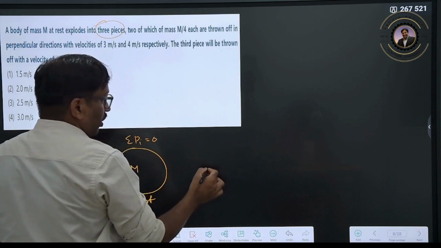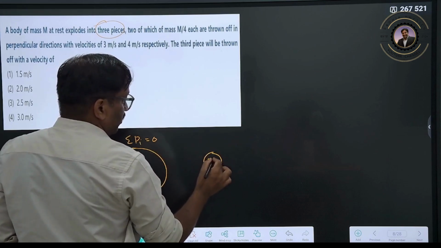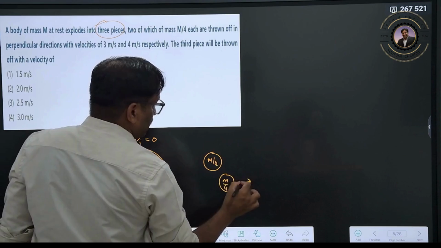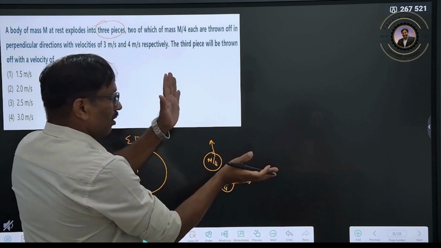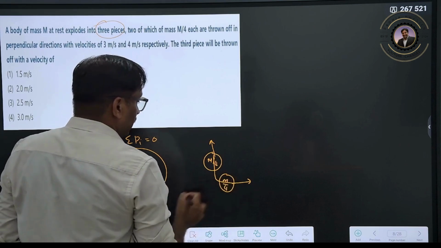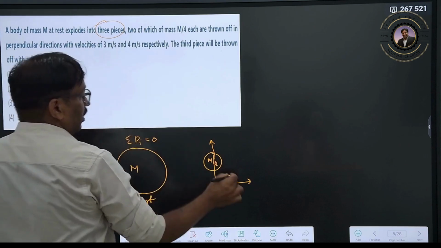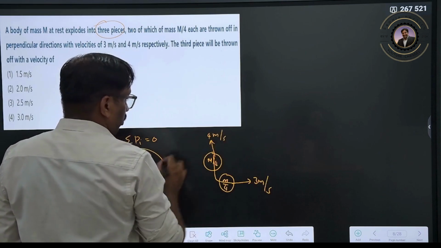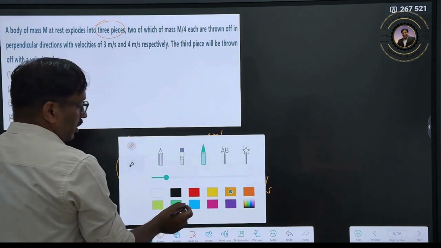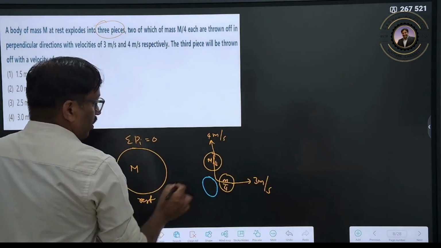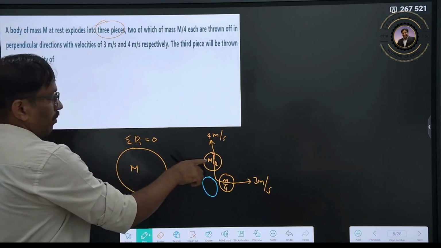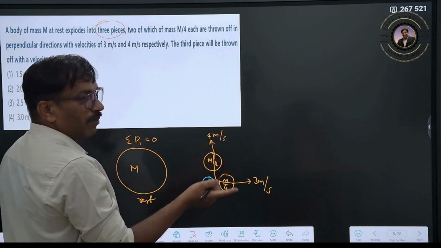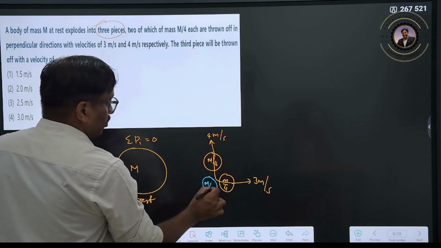Therefore, here it is exploded. One piece has mass m by 4. Another piece has mass m by 4. So both are going perpendicularly. Clear? One is going with a speed of 3 meters per second and another going with a speed of 4 meters per second. Therefore, how much mass will the third piece have now? m by 4 plus m by 4 is nothing but m by 2, or 2 into m by 4 means m by 2. So the third piece mass is m by 2.